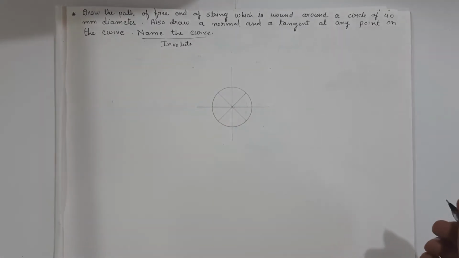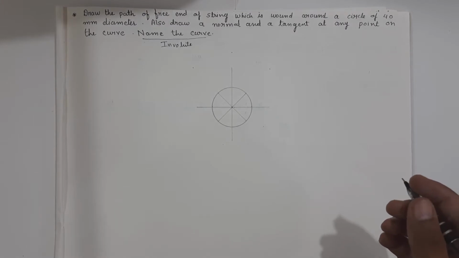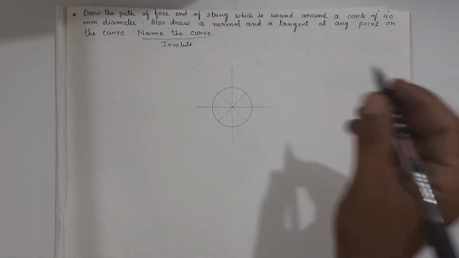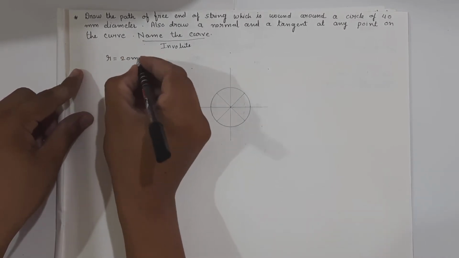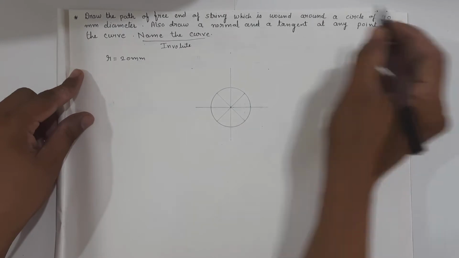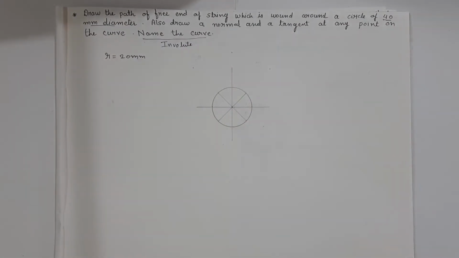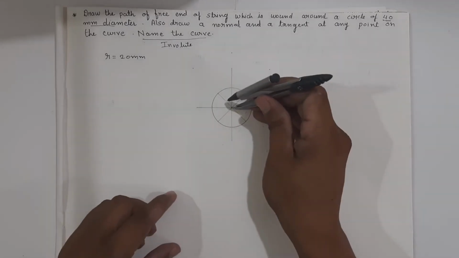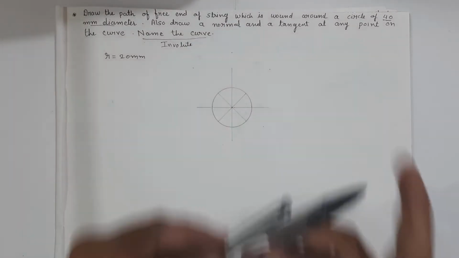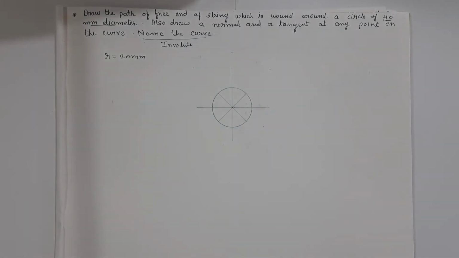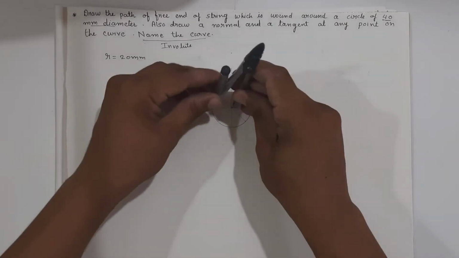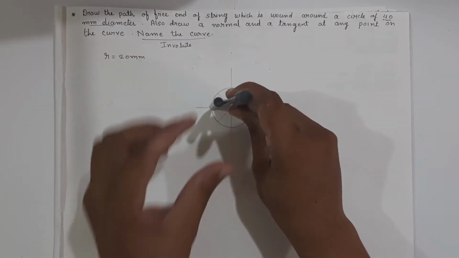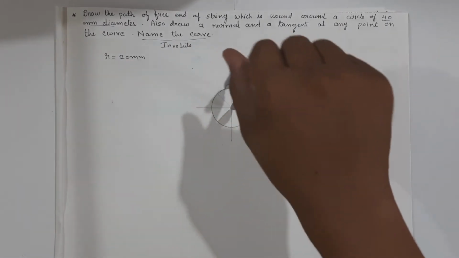So right now we have to draw the involute of a circle having a radius equal to 20 mm, as the diameter of the circle is 40 mm. So first of all draw a circle having a radius equal to 20 mm. Measure 20 mm arc length on the rounder and draw the circle.